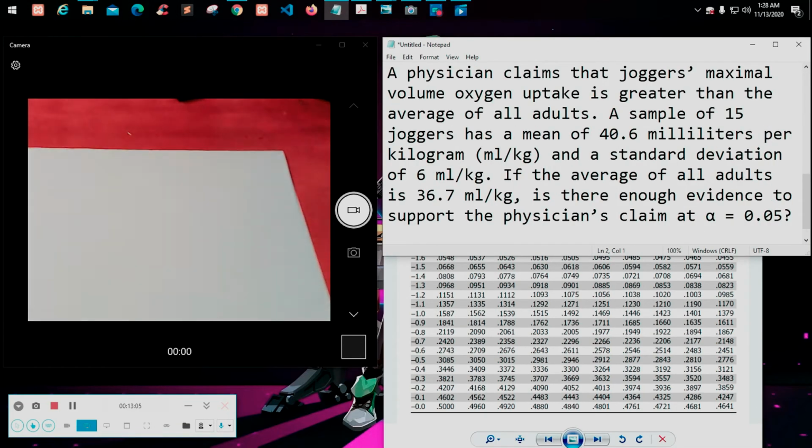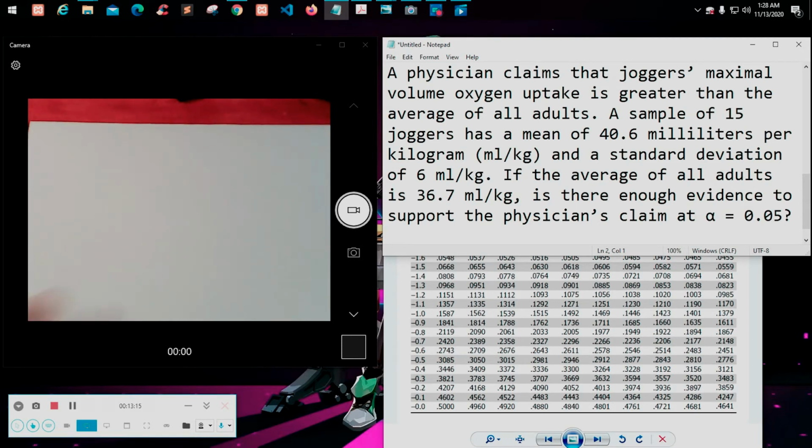So in this example, we have a physician who claims that a jogger's maximal volume oxygen uptake is greater than the average of all adults. So a sample of 15 joggers has a mean of 40.6 milliliters per kilogram and a standard deviation of 6 ml per kg. If the average of all adults is 36.7, is there enough evidence to support the physician's claim?